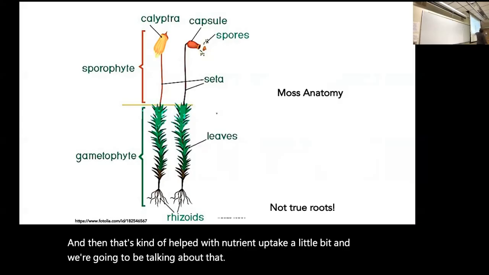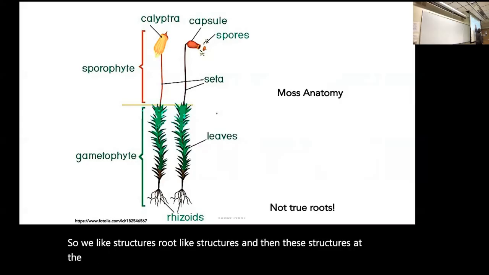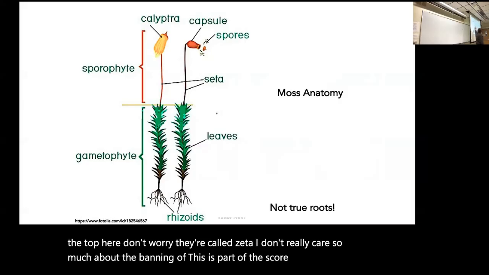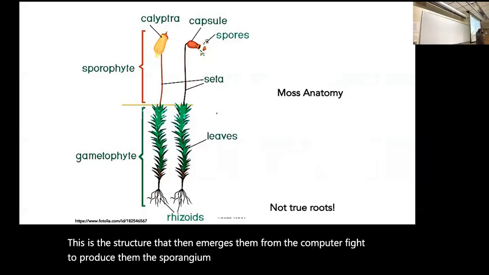So leaf-like structures, root-like structures, and then these structures at the top here. Don't worry, they're called seta. I don't really care so much about the naming of this. This is part of the sporophyte. This is the structure that then emerges from the gametophyte to produce the sporangium for spores and then release.